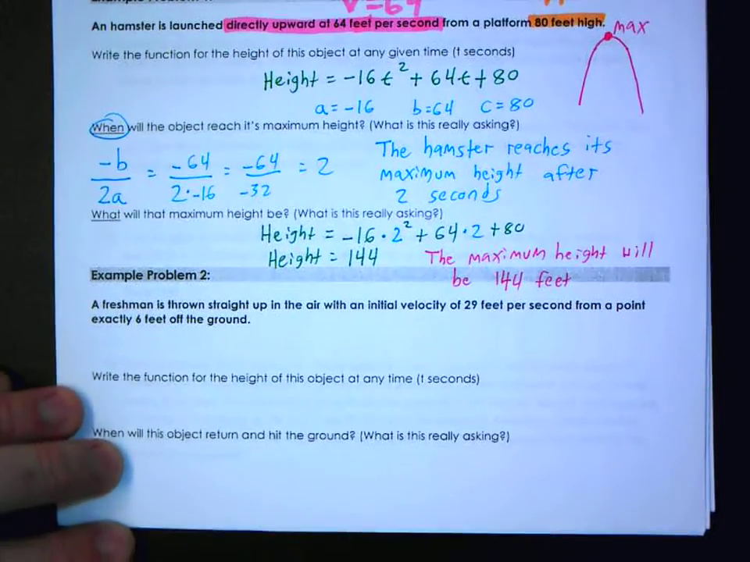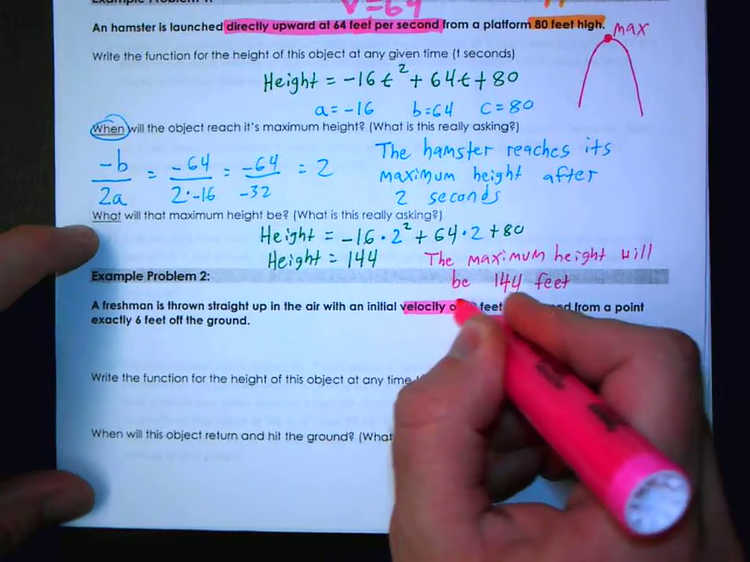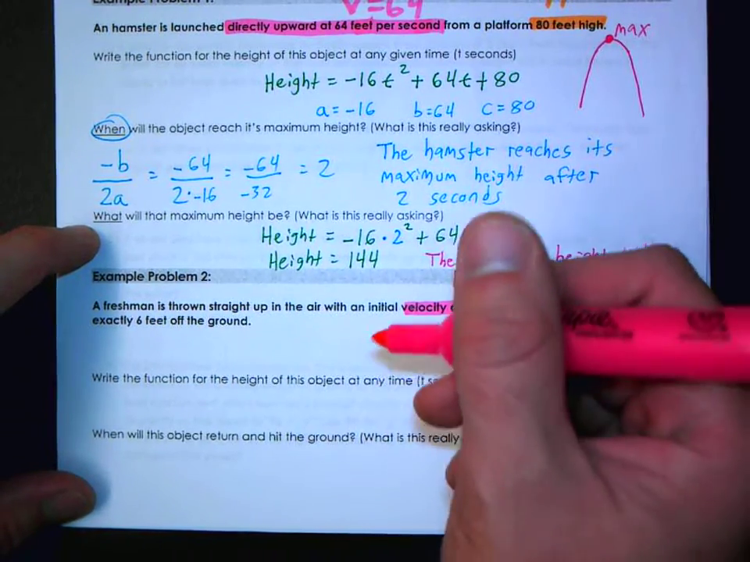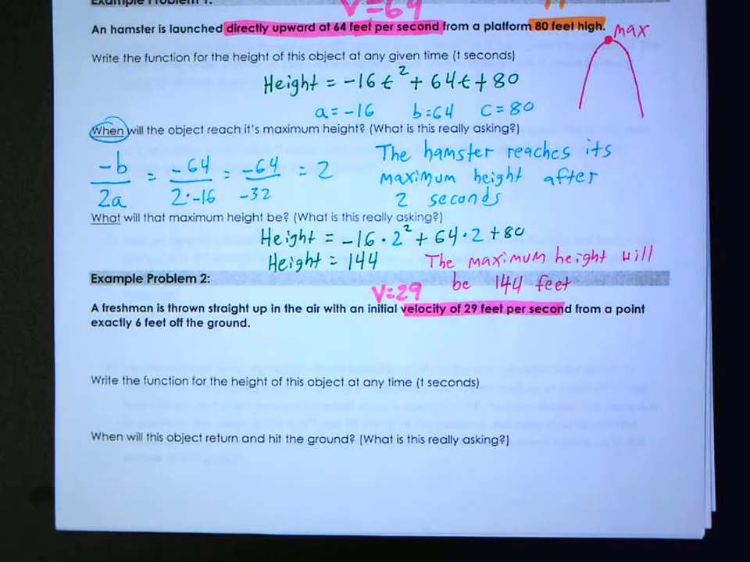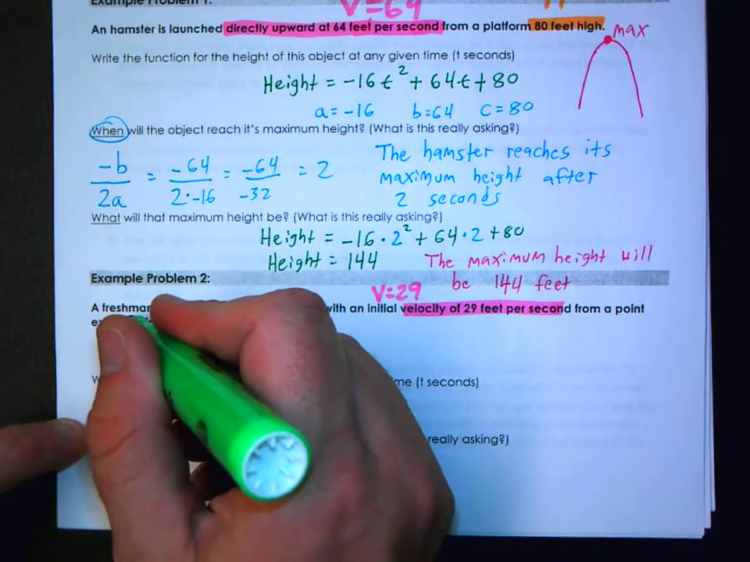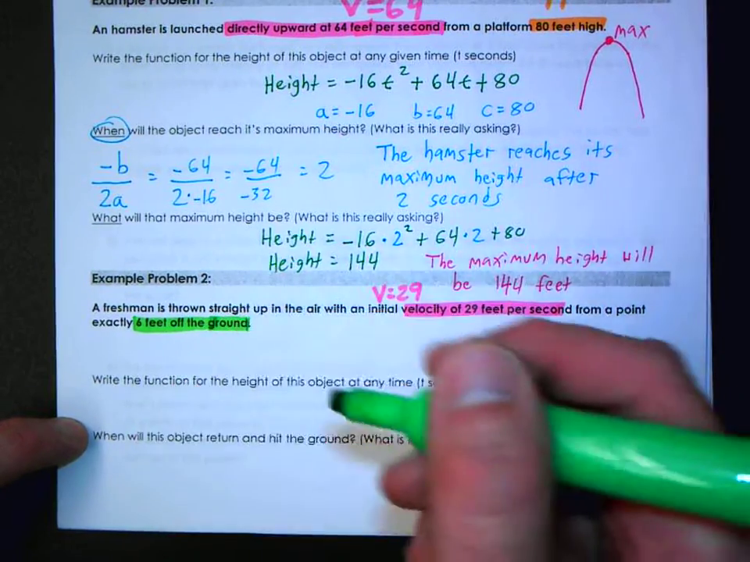All right, next one. A freshman is thrown straight up in the air with an initial velocity of 29 feet per second. So he's being thrown up, so v is 29. And it's a shorter teacher throwing him up in the air. Well, I guess he didn't say teacher, but I guess. And he's showing him, he's 6 foot tall, so that's my age, right?